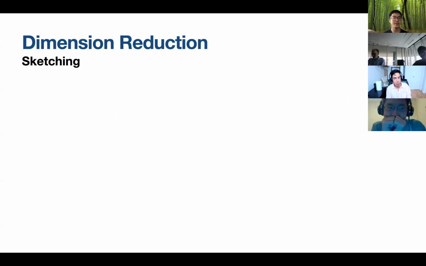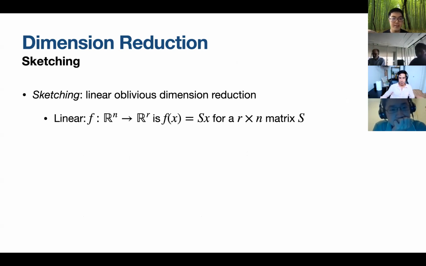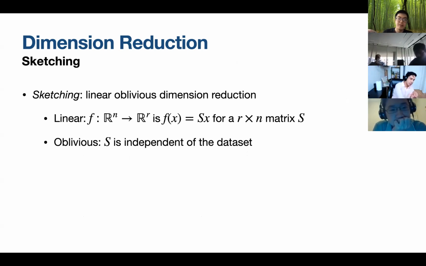For the purposes of this talk, we're going to focus on a particular form of dimension reduction known as sketching. Sketching in one line is linear oblivious dimension reduction. It's a special type of dimension reduction where linearity means that we want our map F to be of the form f of x is equal to S times x for a random R by n matrix S. And by oblivious, I mean that this randomness for S is independent of the data set that we're working with. So this is the particular form of dimension reduction we're going to be focusing on today.